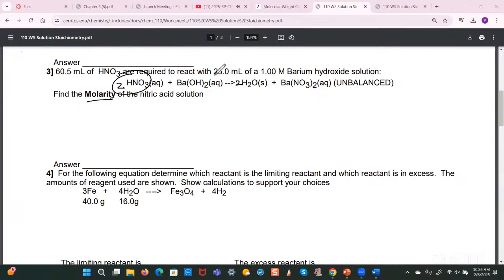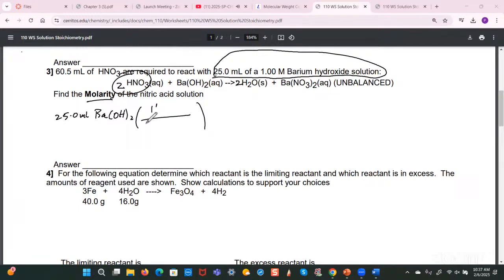So how would we find the moles? And the answer lies in this information right here. The fact that you have 25 mL of a 1.00 M barium hydroxide solution. So the way I would go about solving this is I will start off with the 25.0 mL of the barium hydroxide solution. I will convert that to liters. So I'll multiply this by 1 liter over, 1 liter of barium hydroxide.